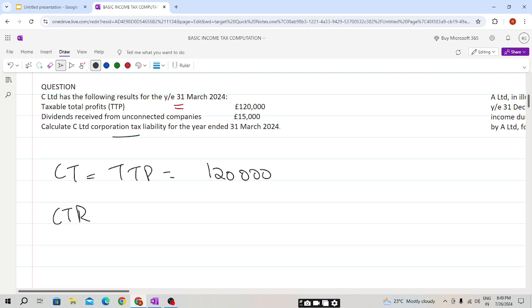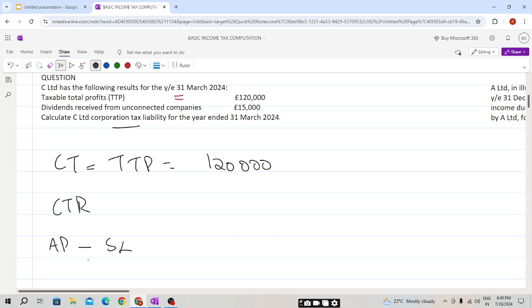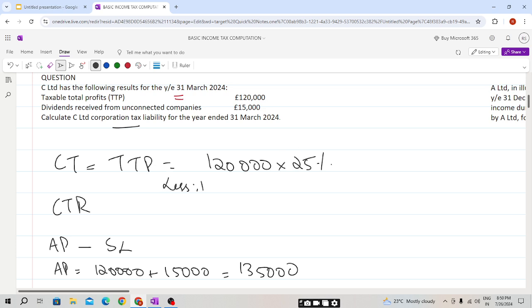For the corporation tax rate, we will compare the augmented profits with the statutory limits, and the statutory limits will not be divided. Here nothing is mentioned about associated companies or a short accounting period. So students, our augmented profit will be TTP plus dividend, that is 15,000, so 135,000, and this is within the limit of 50,000 and 250,000. So the TTP will be charged at the main rate, that is 25% less marginal relief.